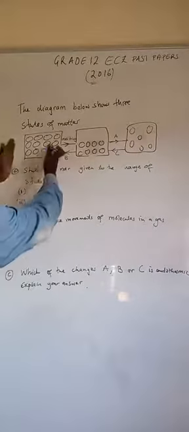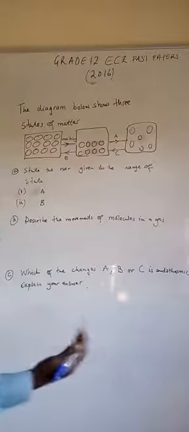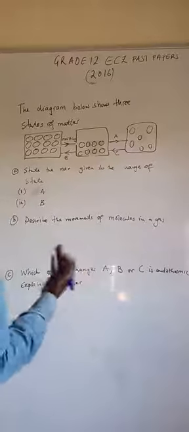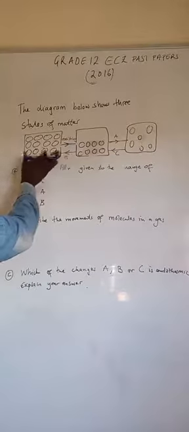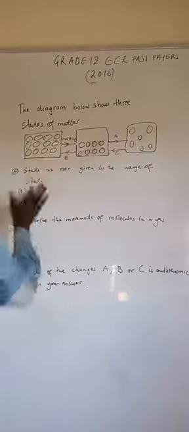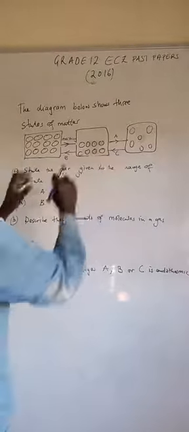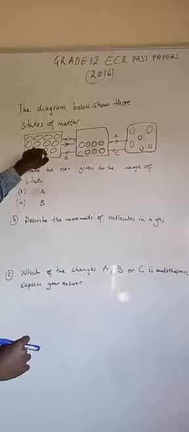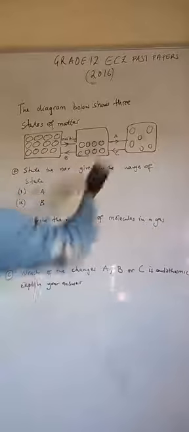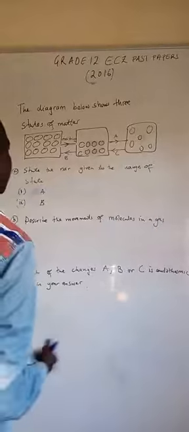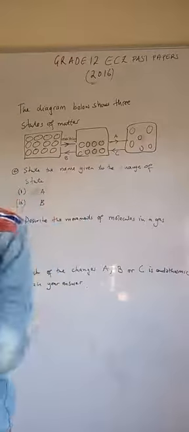Why? Because particles in a solid are closely packed. You remember in grade 10, we learned about the kinetic theory of matter, which states that matter is made up of particles that are in constant motion. As you can see here, these particles in a solid are closely packed and they vibrate about their fixed position. This is a liquid, and particles in a liquid are not as closely packed as in a solid. They are a little bit far apart. And lastly, this is a gas, where particles are far apart from one another. But let's go and start answering this question.